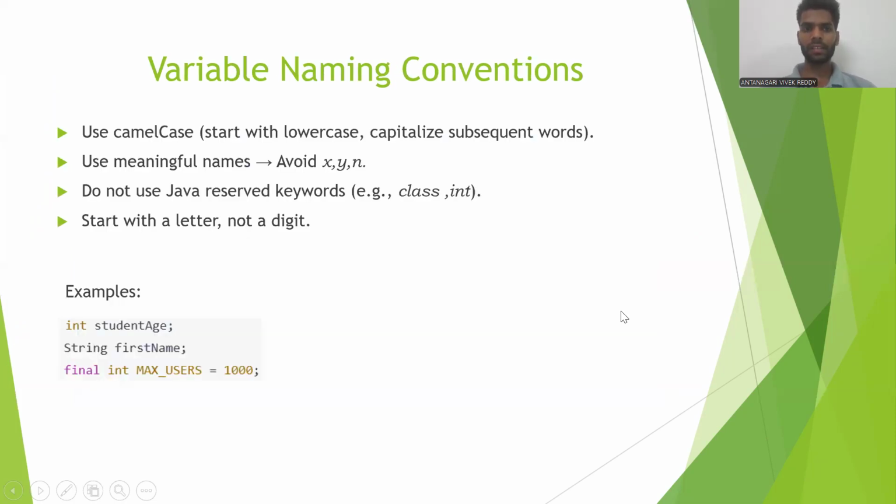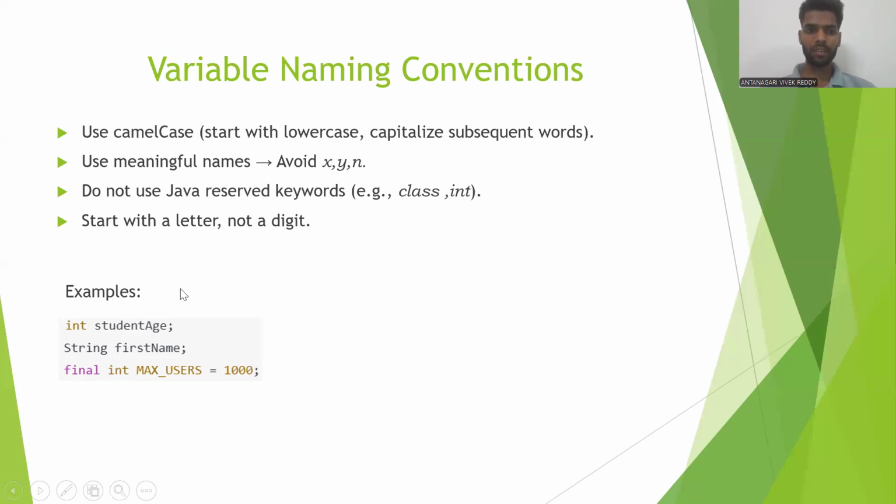Variable naming conventions. We have to use camel case notation, which means that we have to start with a lowercase letter and the subsequent words' first letter should be in capital. And next we have to use meaningful names. We have to avoid names like x, y, n. And we should avoid using reserved keywords in Java. Example: class, int. And we have to start the naming of variables with a letter and not a digit.